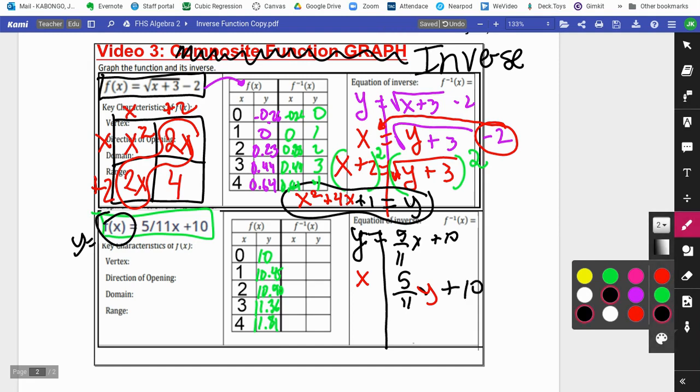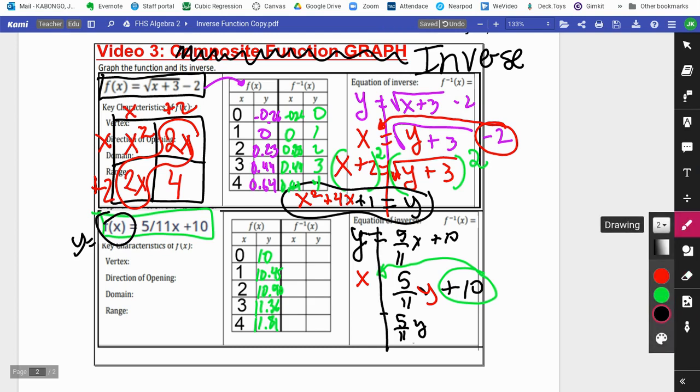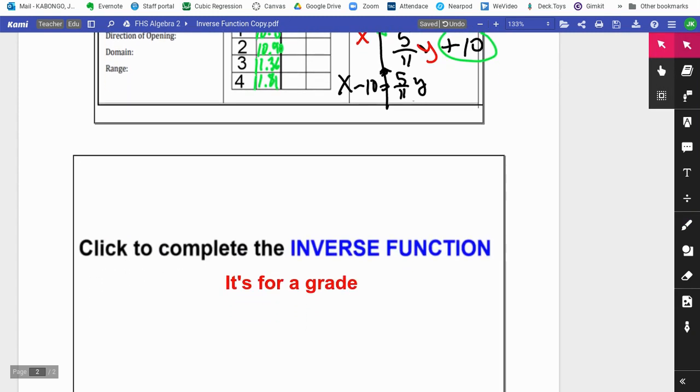Now, we need to solve. So our next move is to move the 10 to the left side. If it was a positive, now it has to be a negative, right? So I have my x minus 10 equals, you still have your 5 over 11y. All right, so let me write that nicely, because now I'm all over the place right here. So let's fix that. On this side, I have x minus 10. Okay, great. Let's move this picture. There you go. We have more room to operate now.